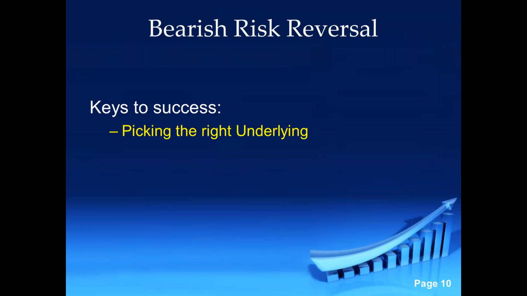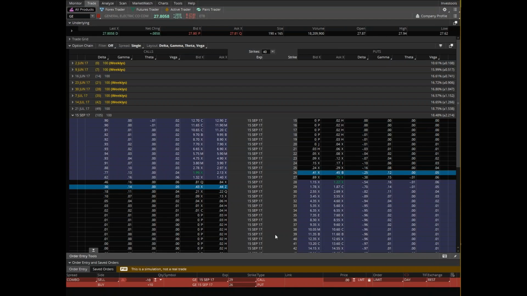Okay, so keys to success, picking the right underlying. We want a tight bid ask. GE has a very tight bid ask. It's a $30 stock. You can look at this, they're 3 cents wide. Those are tight markets. The other thing, rule of thumb, any stock that's trading under $100, I want to see these just out of the monies trading for less than 10 cents from the bid to the ask.